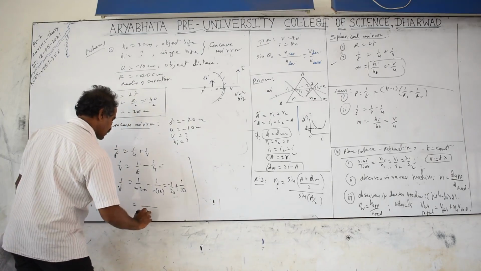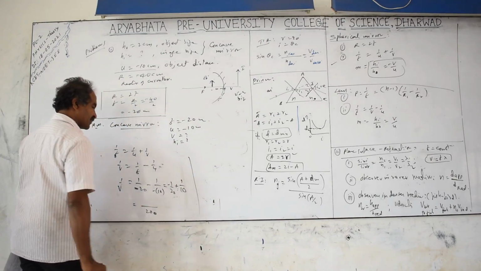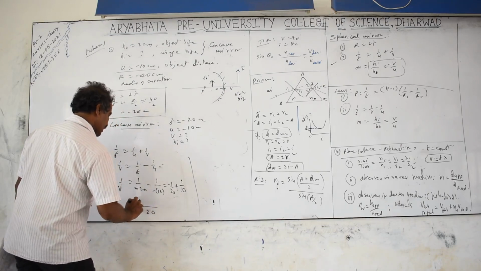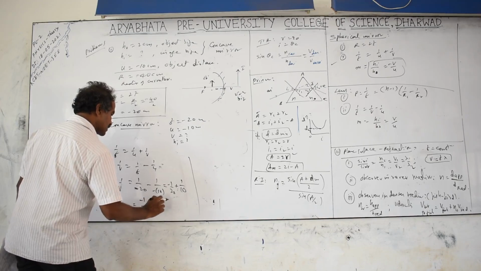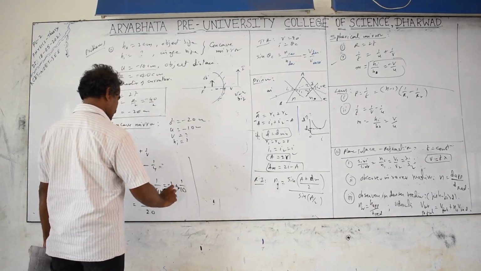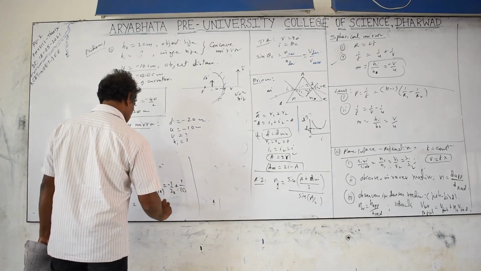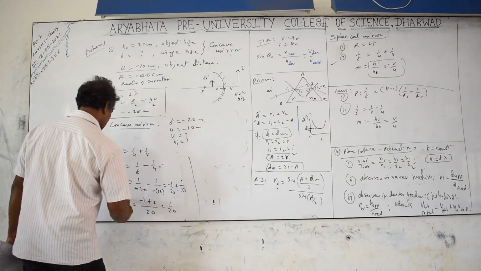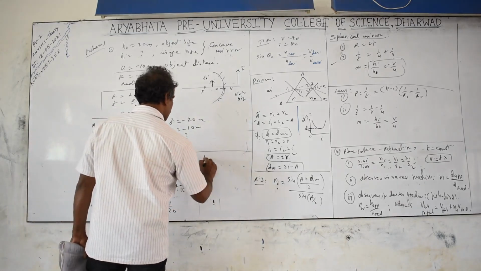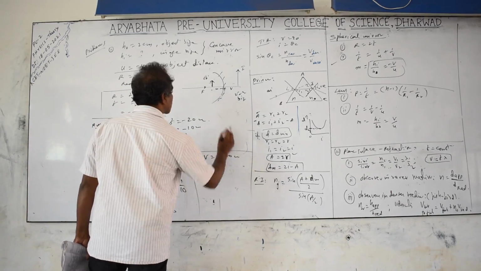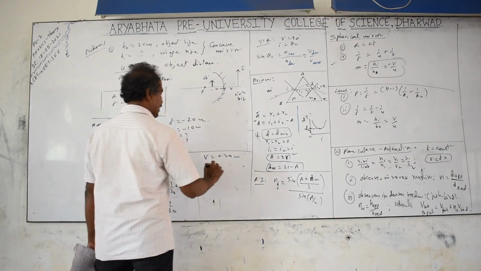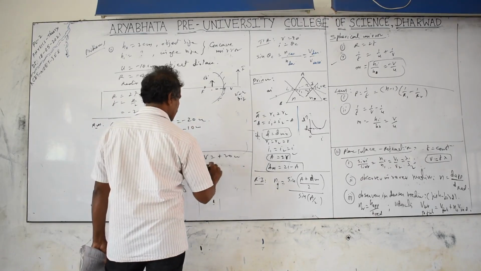If you take the LCM, it will be 20. Minus 1 plus 2, which equals 1 by 20. That means you got the value V equal to plus 20 centimeters. Plus 20 centimeters means positive. Positive means what? It is supposed to be behind the mirror, and it is supposed to be a virtual image.